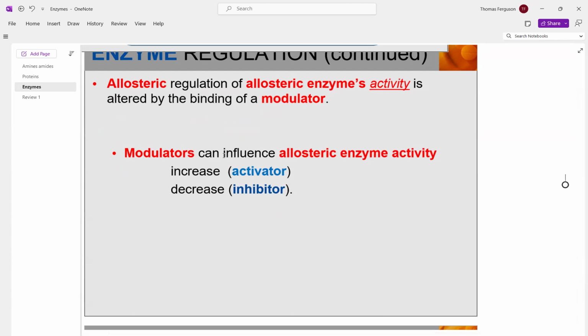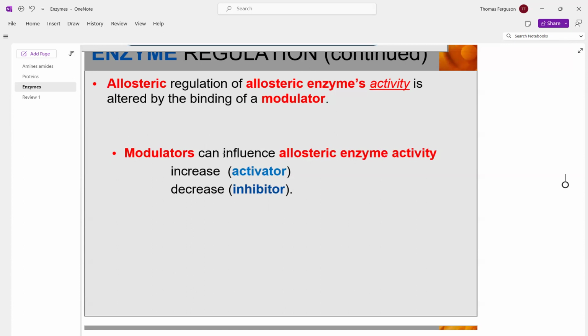There's something called a modulator that is sort of like what we just saw on the last slide. When it binds to the enzyme, it changes the shape of the active site. It can either change it so it makes it more conducive for the substrate, or so the substrate can't fit in. If it makes the active site more conducive to the substrate, it's called an activator. If it changes the shape so the substrate can't fit in, it's called an inhibitor.